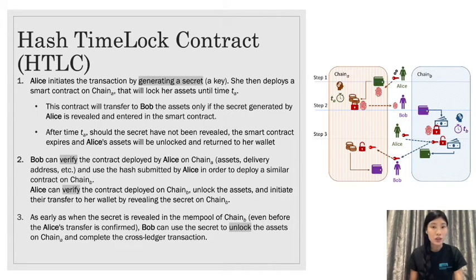And as soon as she does that, the secret will be revealed in the mempool of chain B. And when Bob sees that secret, Bob will use that secret to unlock the smart contract on chain A, which will trigger the transfer of assets from the smart contract on chain A to Bob's own wallet.